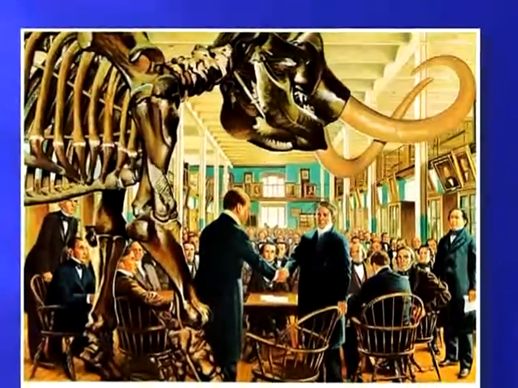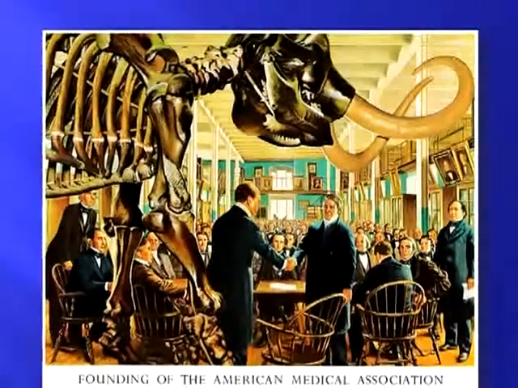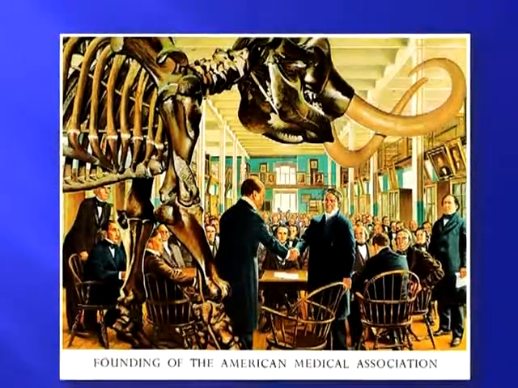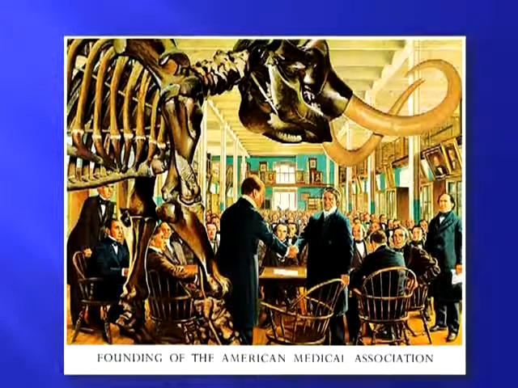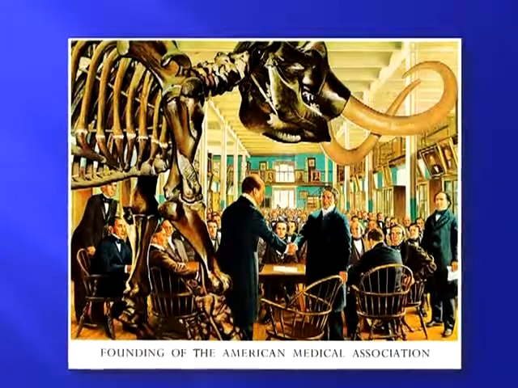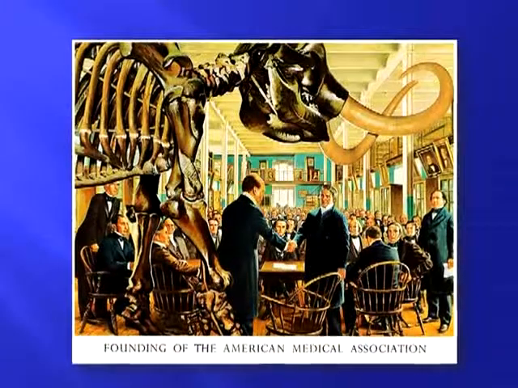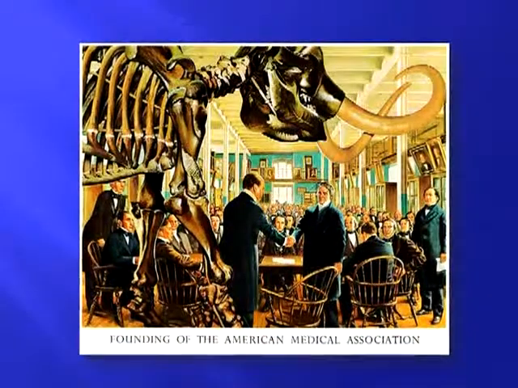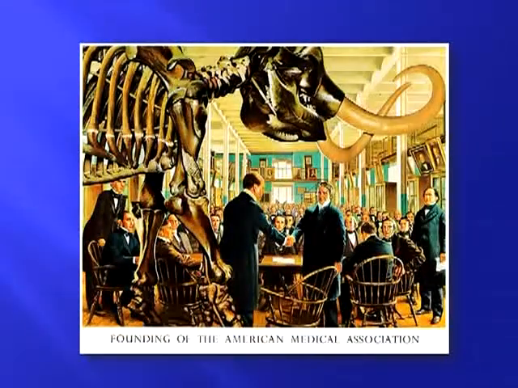What do you see in that picture? This is a painting of the founding meeting of the American Medical Association, May 7, 1847. 250 delegates met among exhibit cases and the ancient bones of a mammoth or mastodon in the hall of the Academy of Natural Sciences in Philadelphia, Pennsylvania. So here, underneath the bones of a mammoth, they're signing the papers founding the American Medical Association. Just coincidence, I'm sure.